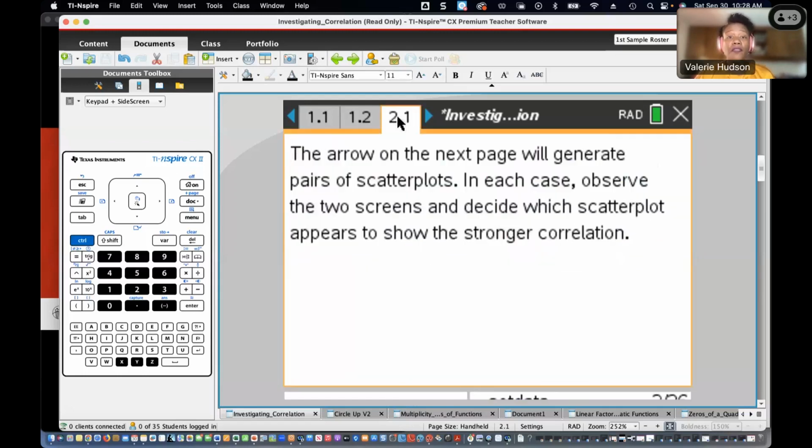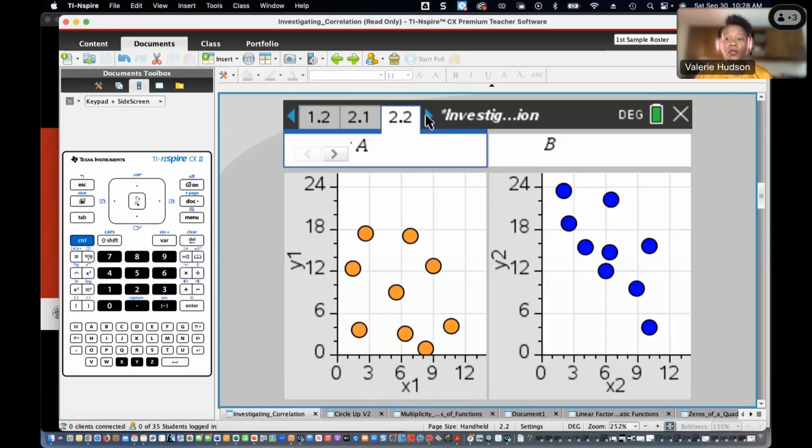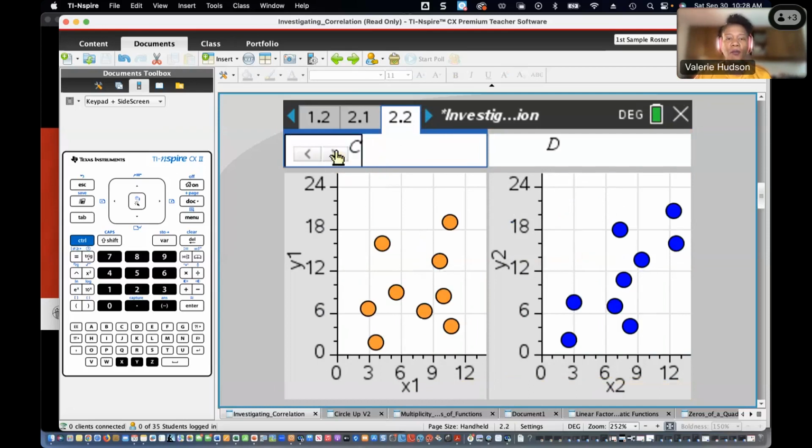On the next section of the activity, students are dealing with pairs of scatter plots, and they have to decide which scatter plot shows the stronger correlation. The correlation coefficient is not given here. They have to make a determination themselves as far as which one is stronger. And if we press the little slider button here, then we have different choices.